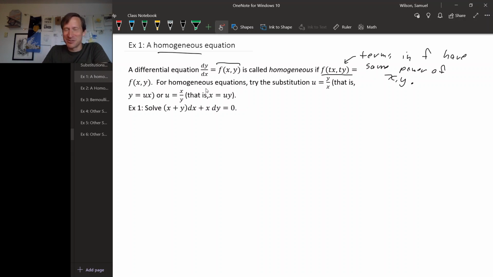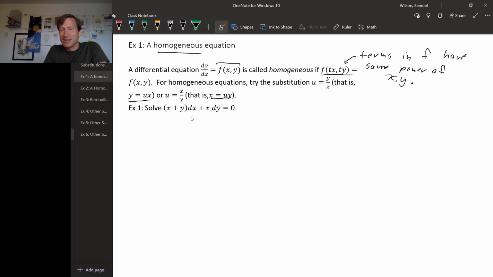Experience shows, so somehow someone stumbled upon this idea for a substitution someday, long ago, probably in the 18th century, that if you have a homogeneous differential equation, this substitution, either taking y to be u times x or x to be u times y, turns what may be a hard-to-solve equation into a doable equation. So just for an example, let's try solving this differential equation.